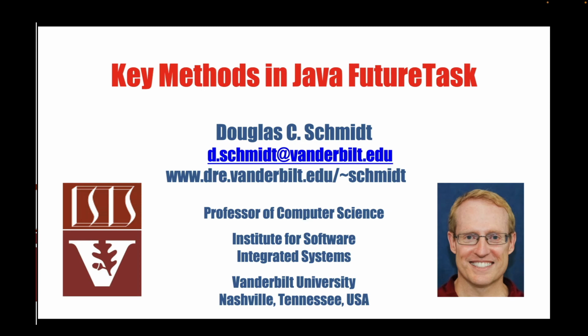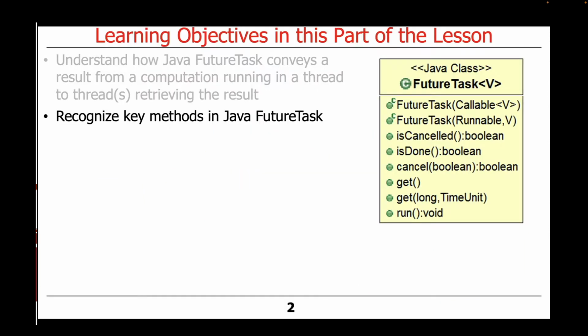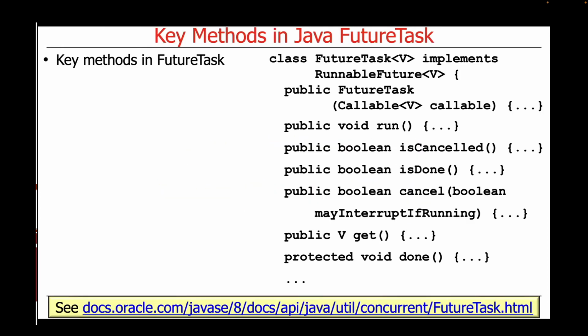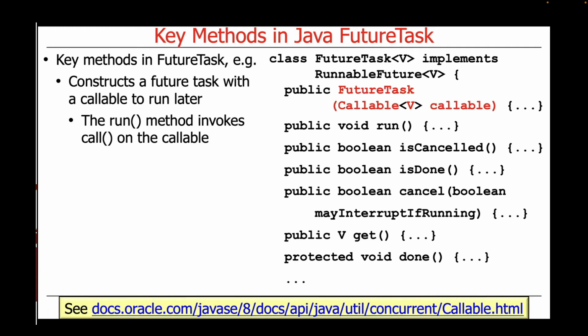So now that you've seen a little bit about what a future task does in terms of the capability it provides, let's do a deeper dive into its key methods. And there's, again, about a half dozen methods or so that are really interesting here. Here's what the key methods are. You can take a look at the documentation to see more about everything that we're about to cover.